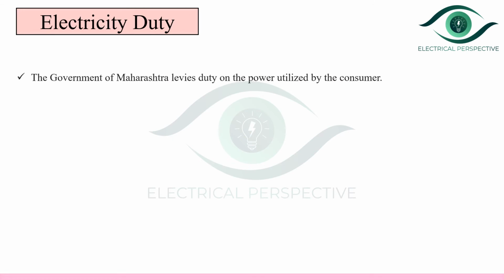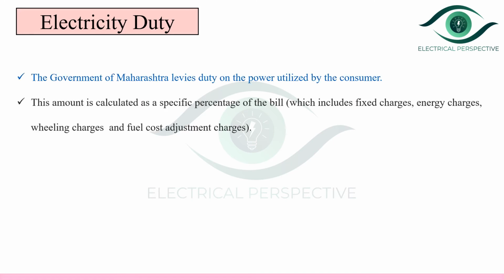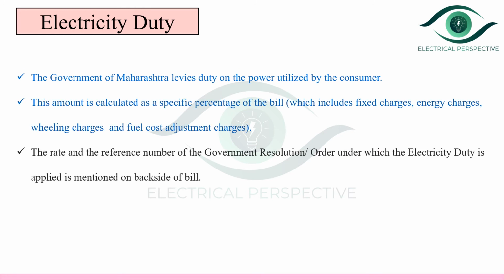Next one is the electricity duty. The state government, that is the government of Maharashtra, levies the duty on the power utilized by the consumer. This amount is calculated as a specific percentage of the bill, which includes the fixed charges, energy charges, wheeling charges, and the fuel cost adjustment charges. The rate and the reference number of the government resolution or the order under which the electricity duty is applied is also mentioned on the back side of the bill. During the detailed analysis of the electricity bill, we will see how to calculate the electricity duty.